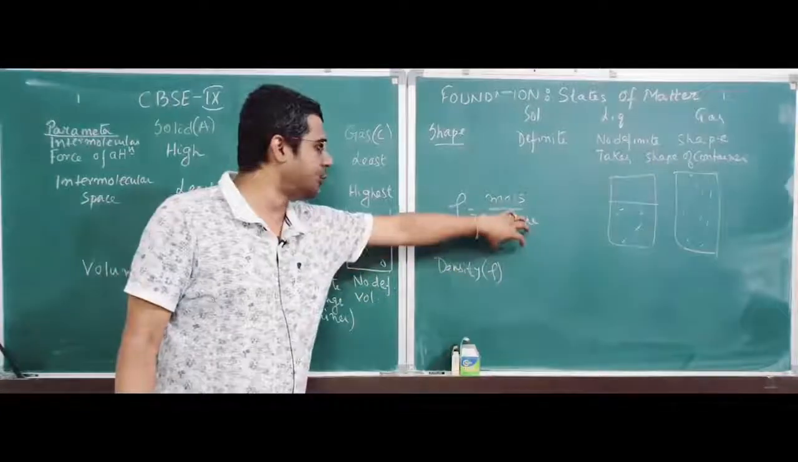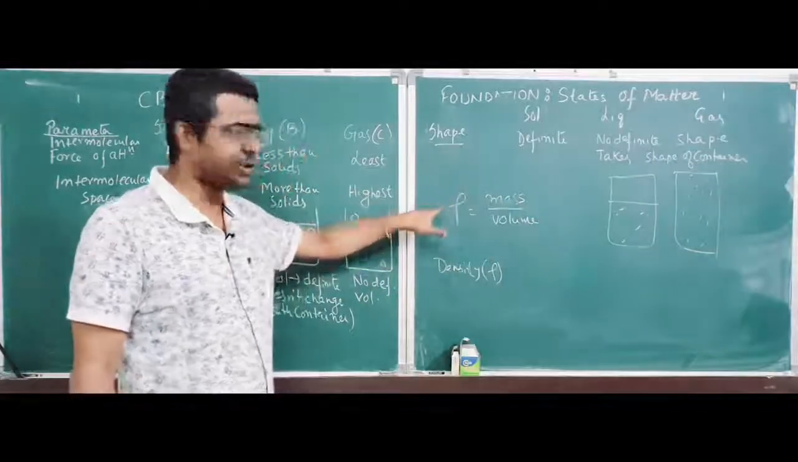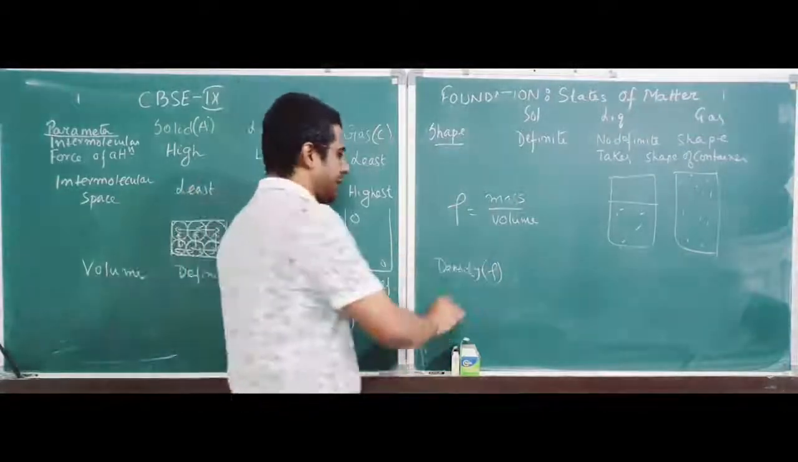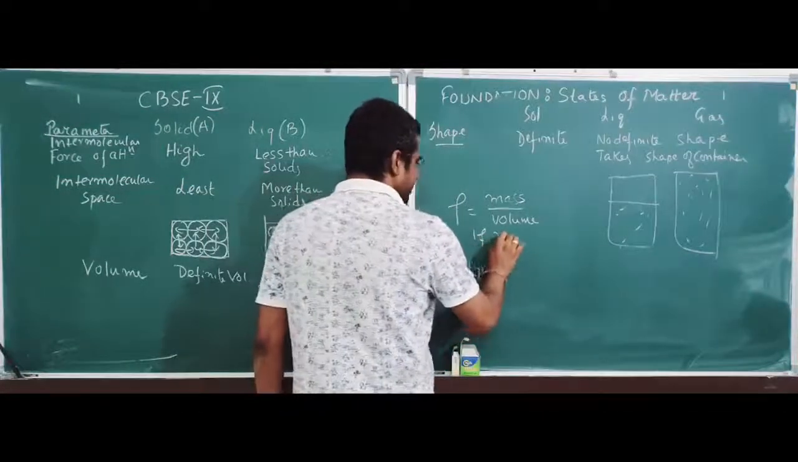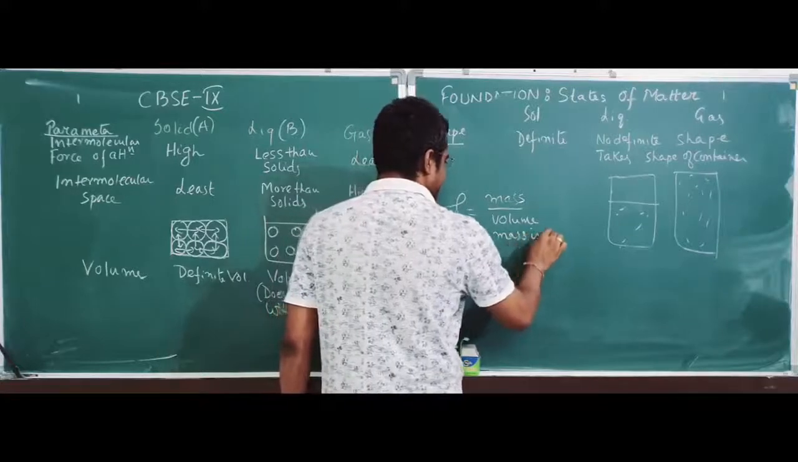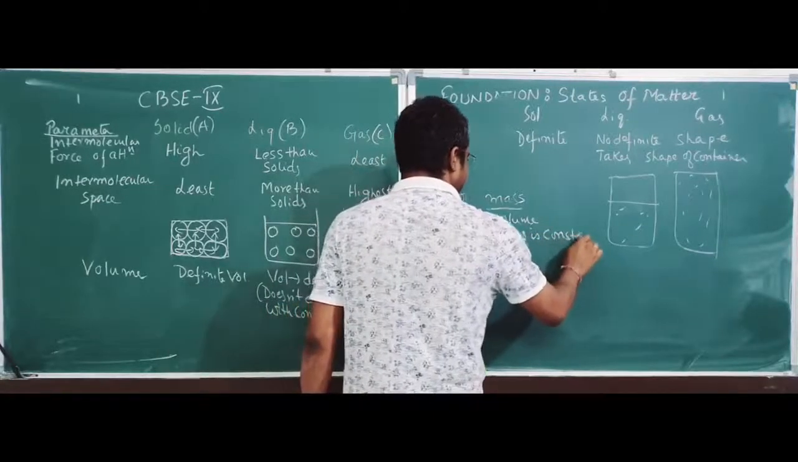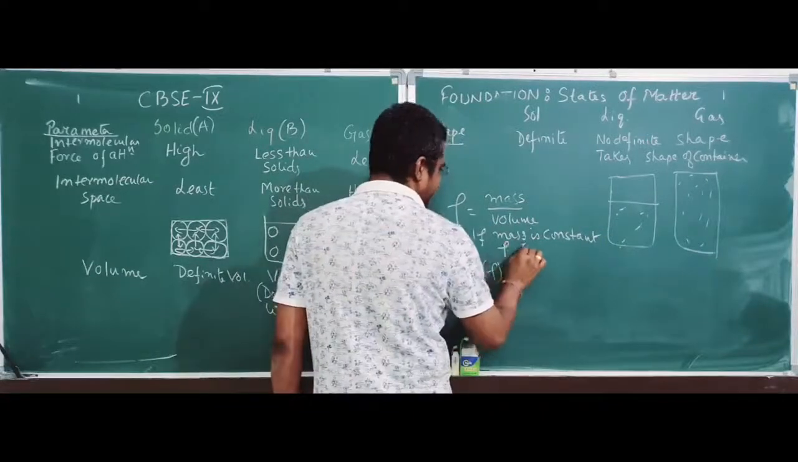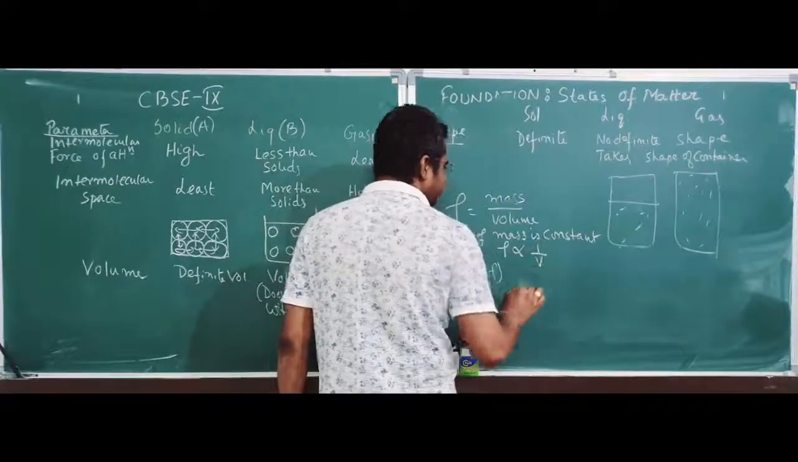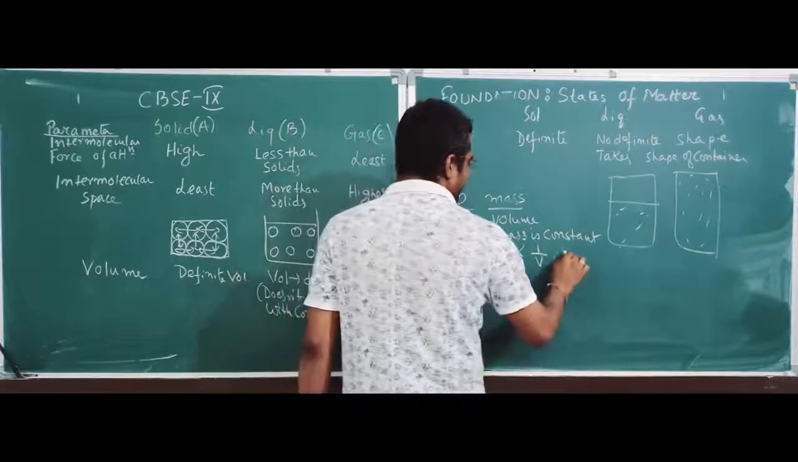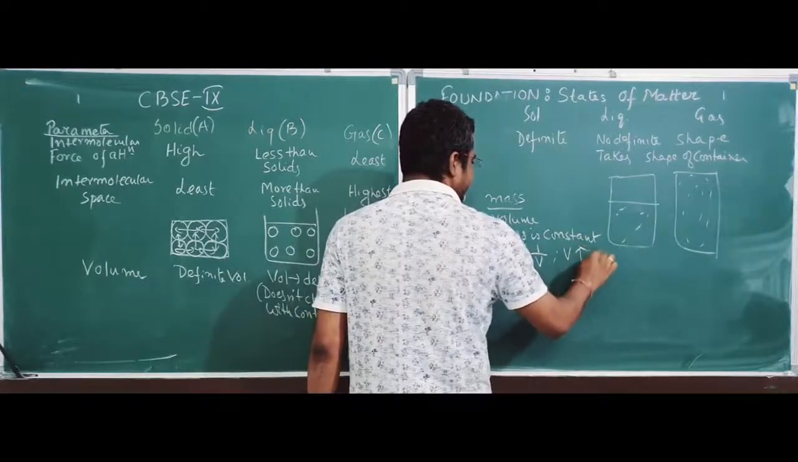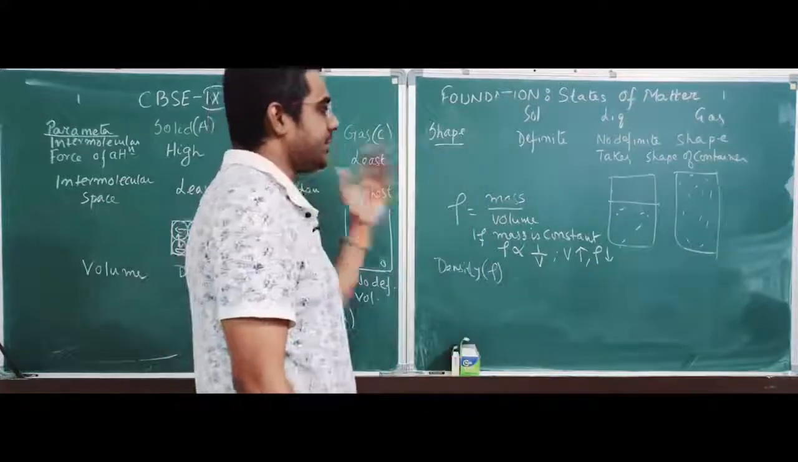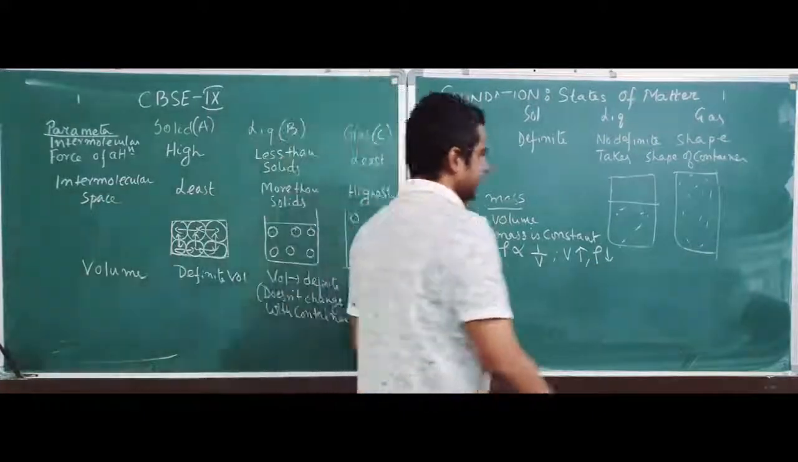So when volume increases, density should decrease, right? Because volume is in the denominator. So if mass is constant, density is inversely proportional to volume. Okay? So as volume increases, density will decrease. So here, in case of gas, the volume will be highest, so density will be lowest.